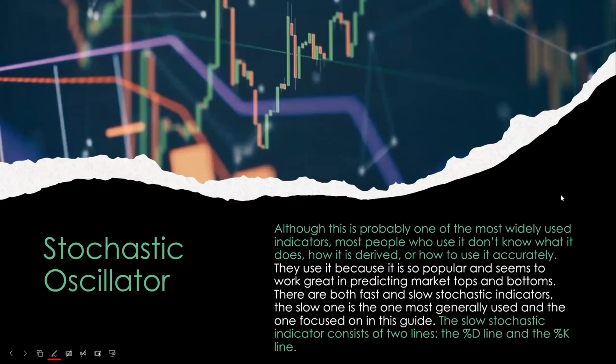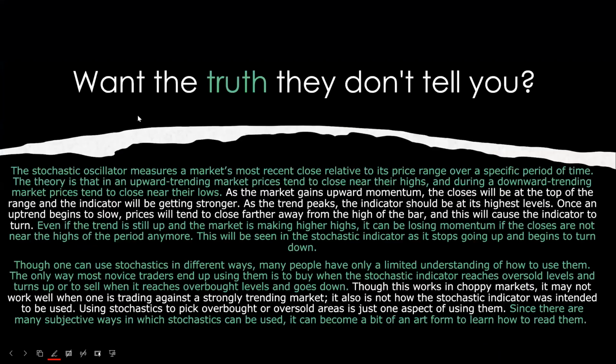There's lots of ways to use a stochastic. The stochastic oscillator measures a market's most recent close relative to its price range over a specific period of time. The theory is that in an upward trending market, prices tend to close near their highs, and during a downward trending market, prices tend to close near their lows. As the market gains upward momentum, the closes will be at the top of the range and the indicator will be getting stronger. At the trend peaks, the indicator should be at its highest levels.